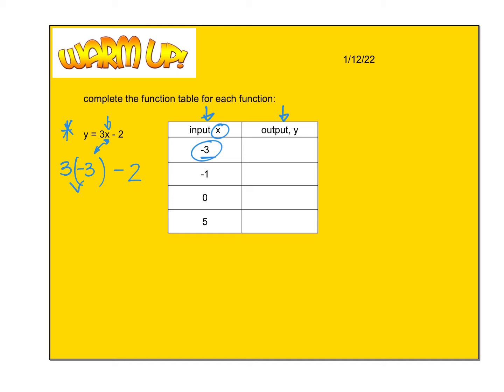So 3 times -3, that's -9. And then it says -2. Yesterday I talked about you should add the opposite. So -9 and -2 is -11. So I get an output of -11.